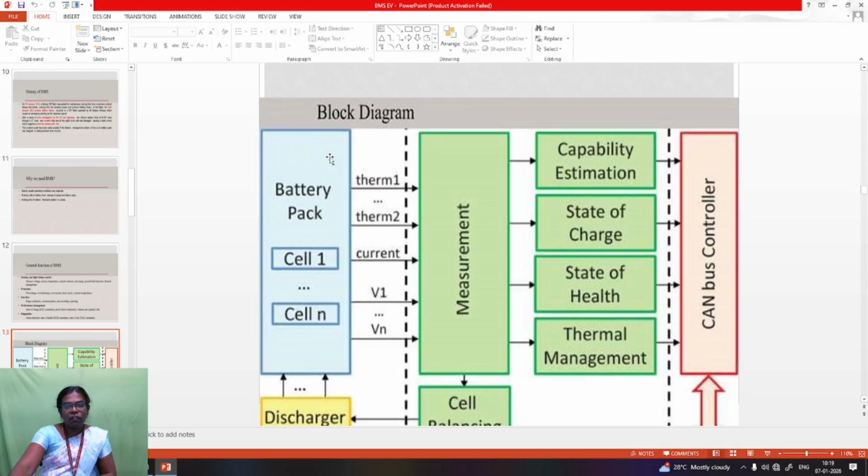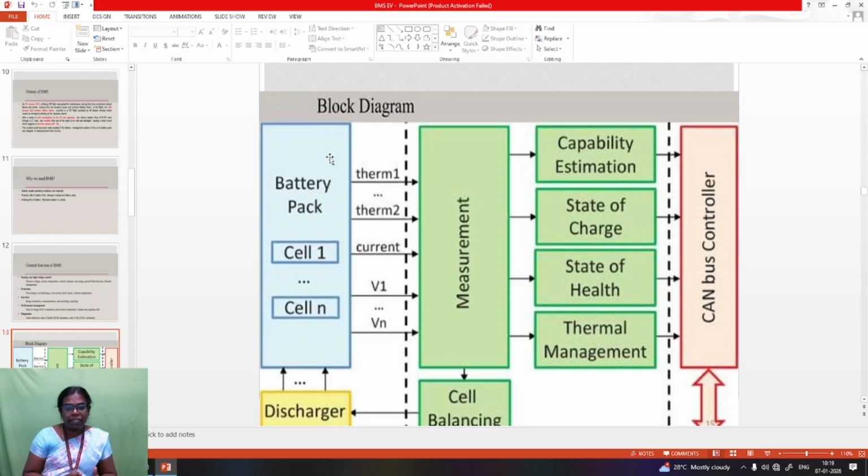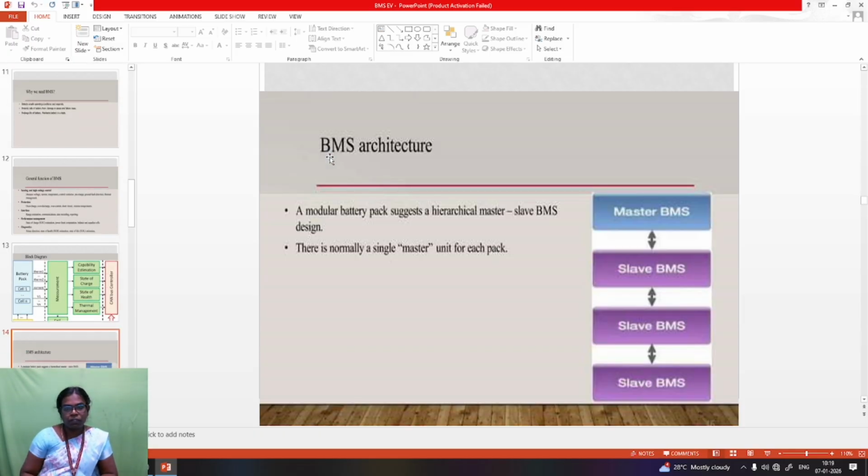So this is the battery pack diagram. Now the input is the battery pack, right? Now we give the voltage, current and temperature by using some sensors to measure. From the measuring device, we get the capability of estimation of state of charge, state of health and management with the help of a CAN bus controller. With the help of the controller, it may be an Arduino, an ESP32, or a Raspberry Pi. So this is the block diagram of the BMS.